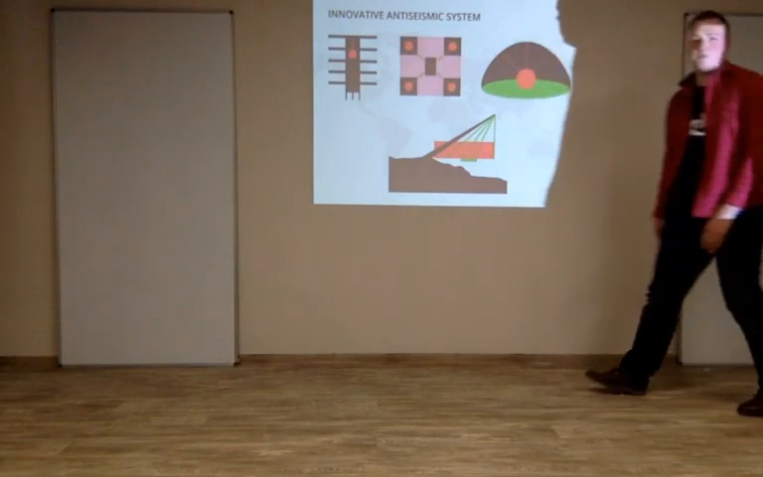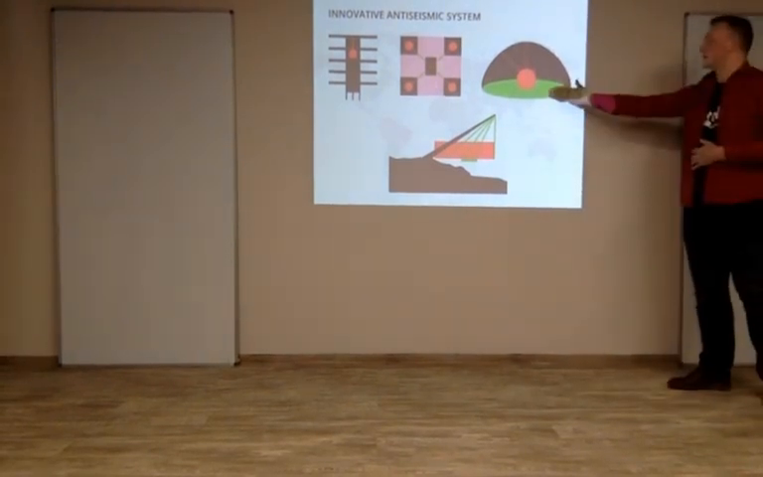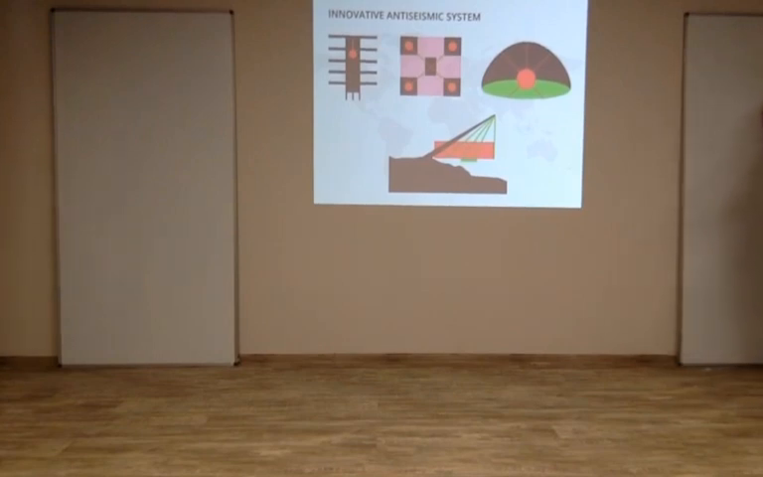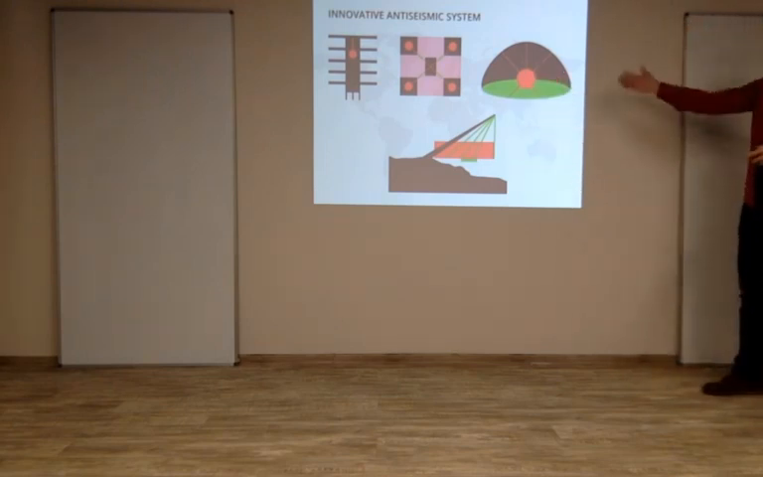Because our pendulum minimizes the seismic force. Another system we propose is characteristic of Turkish architecture elements like a dome. A lot of Turkish buildings have a dome. And the same pendulum, which rotates 360 degrees, is placed there.